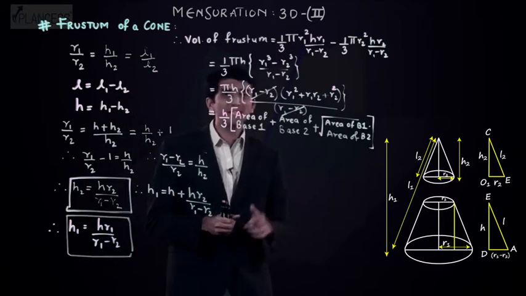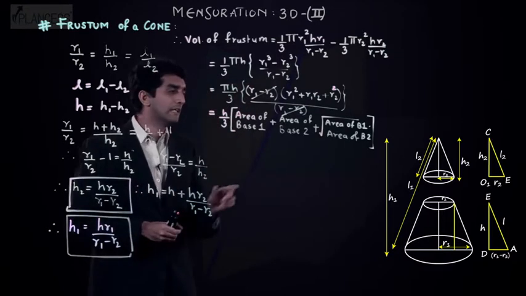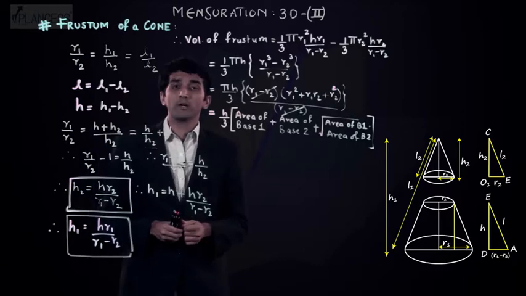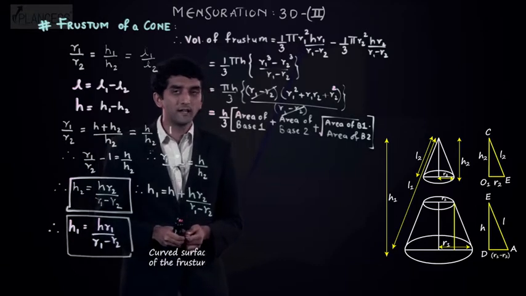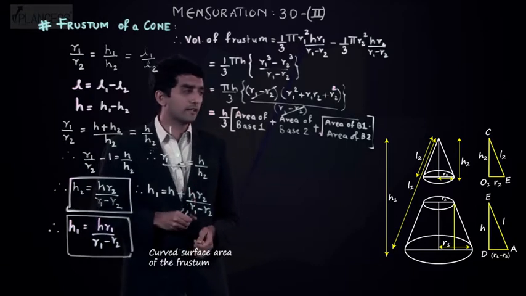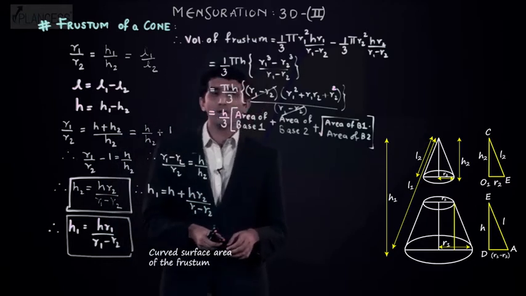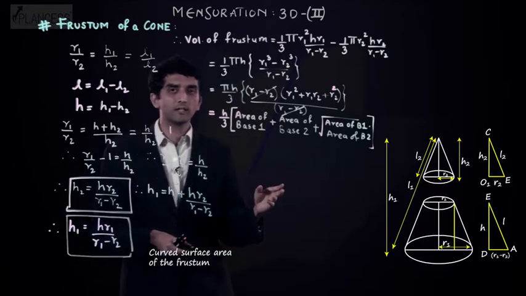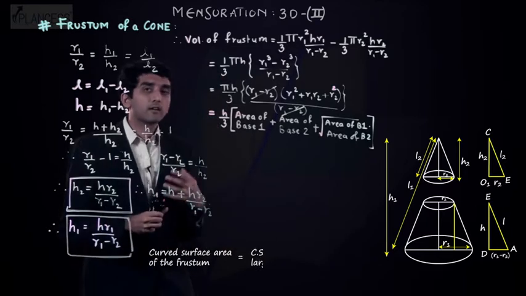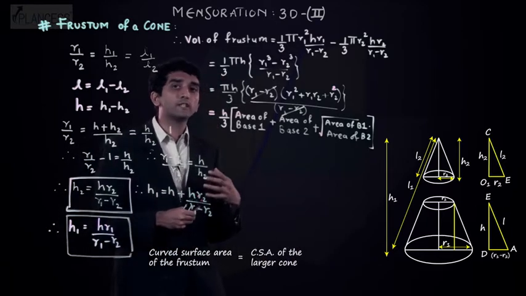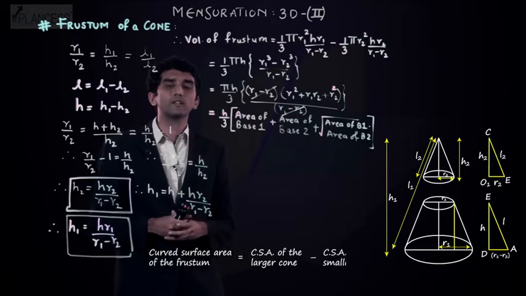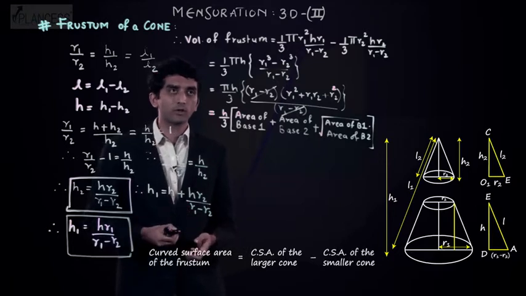Now let's move to the second interesting thing. The second interesting thing is about the curved surface area or the lateral surface area of the frustum. It is very evident now that the curved surface area of the frustum is going to be the curved surface area of the bigger cone minus the curved surface area of the smaller cone.